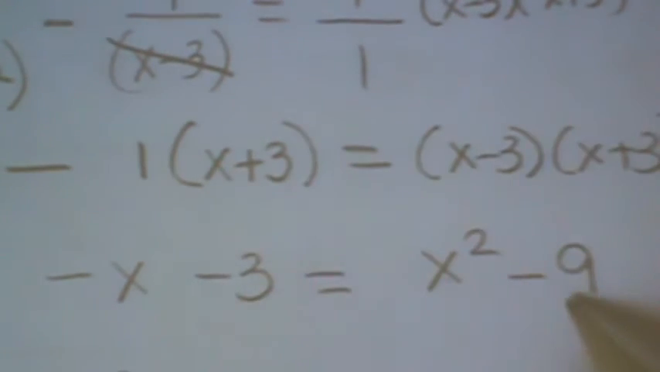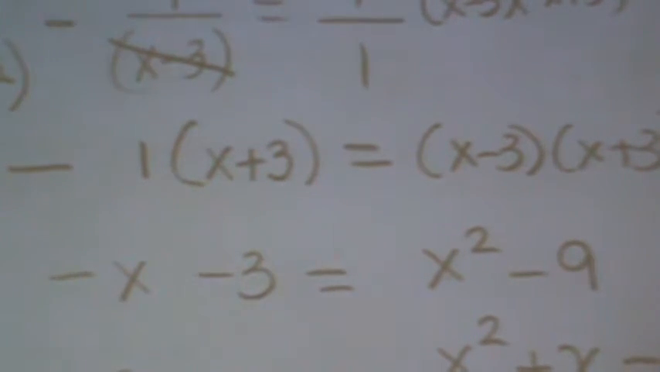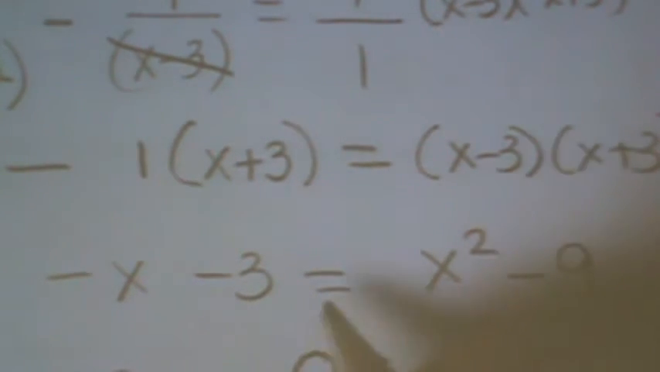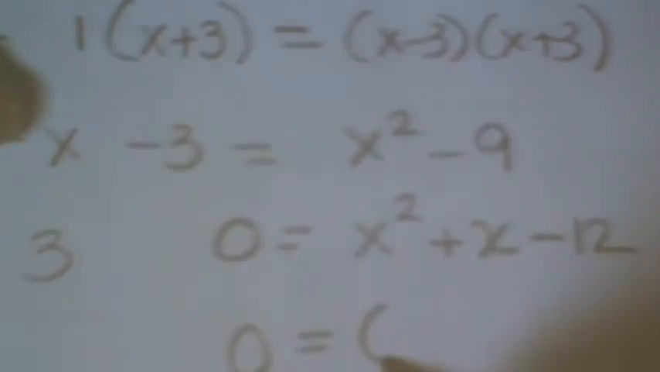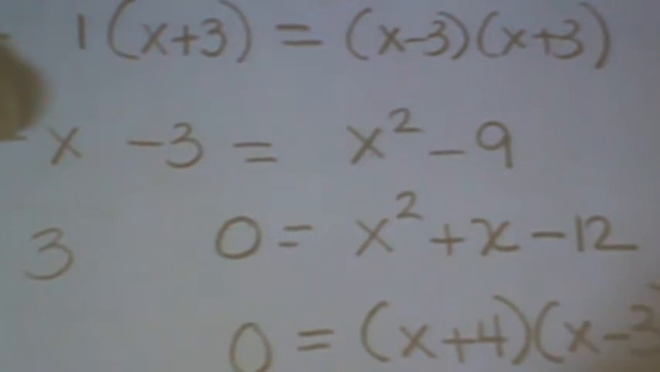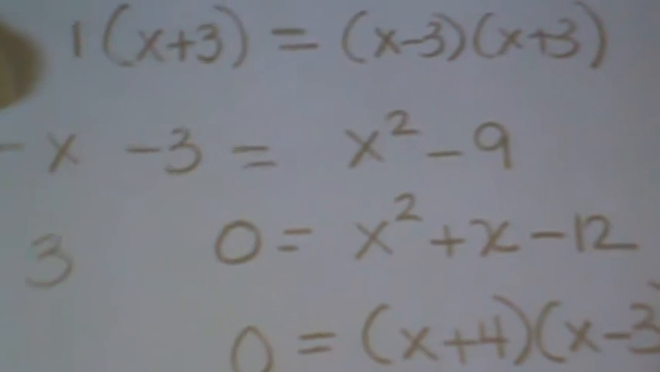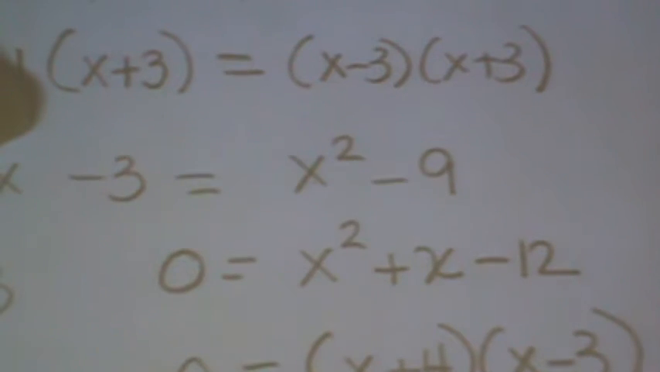So we're going to add x here. And we're going to subtract 3. So this is going to be negative 12. So what we have here is nothing. This is all on one side. So what we want to do is factor this and solve. It's a quadratic. Whoops, negative 4 and positive 3.